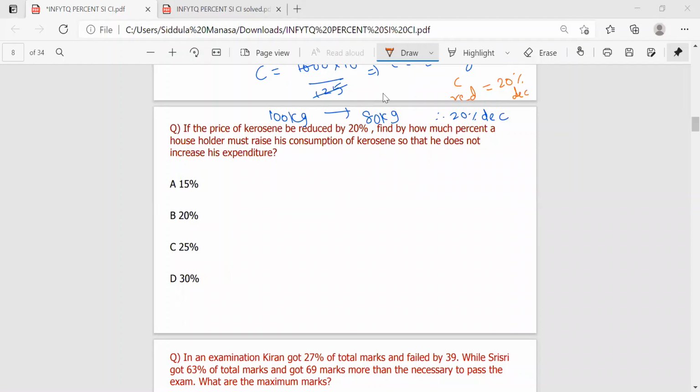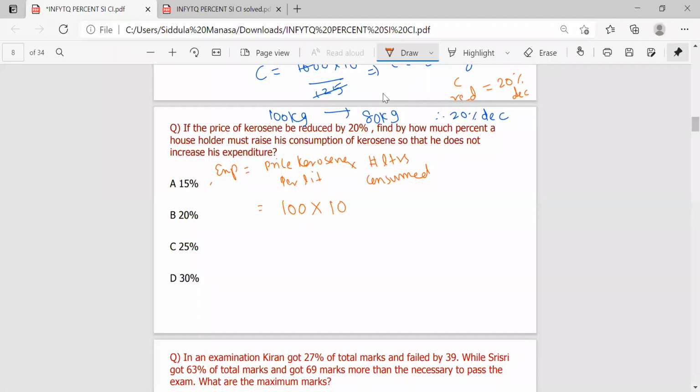The price of kerosene is reduced by 20%. Your expenditure is equal to the price of kerosene per liter into the number of liters consumed. Now the price of kerosene per liter is not given. Let us suppose 100, and 100 liters of kerosene consumed. Then your initial expenditure will be equal to 10,000.